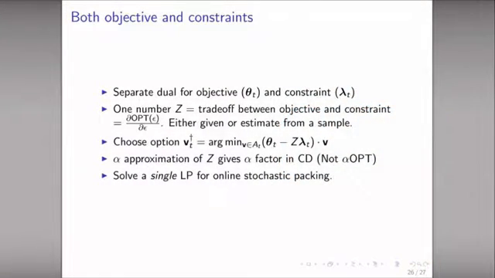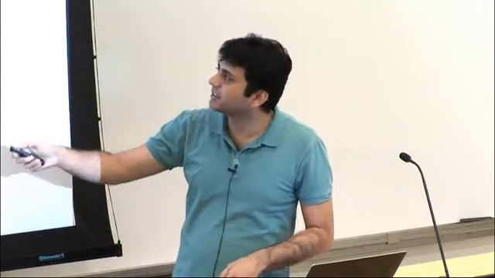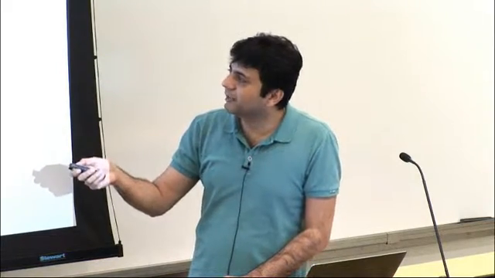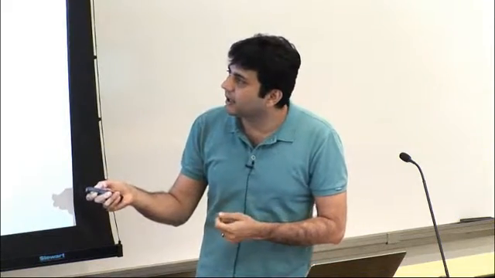Okay, so now what happens when you have both objective and constraint? We're going to run two separate instances of what I showed in the previous slide. For the objective I'm going to have these thetas, for the constraint I'm going to have the lambdas. But now how do I pick the vector? I'm going to combine these two using a value z. So what is this z? It's a trade-off between the objective and the constraint. It says: if I violate the constraint by epsilon, how much does the objective change?